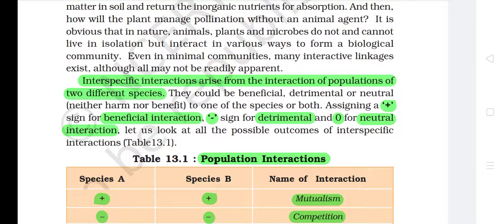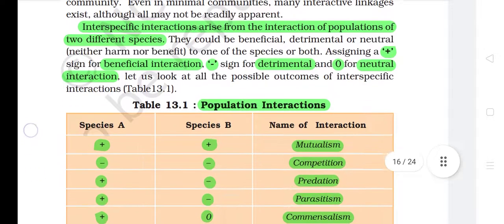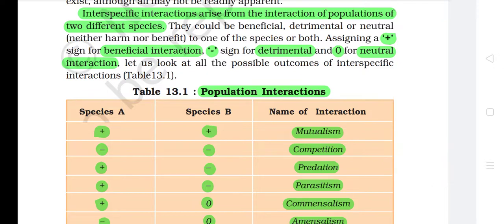Interspecific interactions arise from the interaction of populations of two different species. They could be beneficial, detrimental or neutral, neither harming nor benefiting one or both of the species. Assigning a plus sign for beneficial interaction, a minus sign for detrimental and zero for neutral interaction, let us look at all the possible outcomes of interspecific interactions.